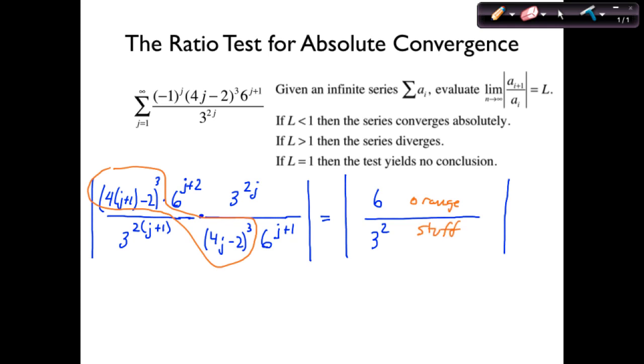So I don't want to rewrite the orange stuff. And that limit is going to be, orange stuff goes to 1. Therefore, the limit goes to 6/9 or 2/3. Conclusion? Series converges, right? Converges because the ratio test gives convergence absolutely.